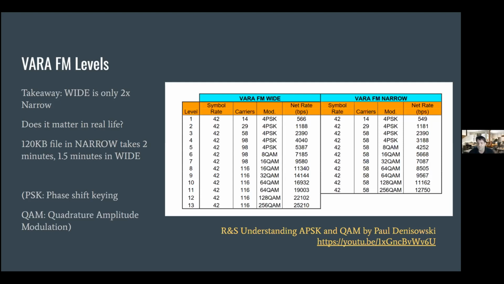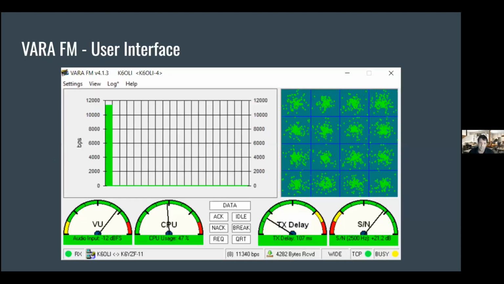All right, so it's super easy. And what the levels mean is Vara adjusts to the conditions. So if it has a good path, then it will use higher levels. If it has a worse path, then it will use lower levels. And this is what the Vara FM user face looks like.